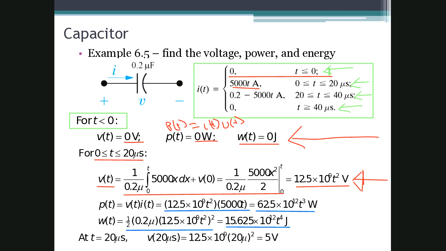15.625 times 10 to the 12 t to the 4th joules. Now this describes what actually happens in that time interval, 0 to 20 microseconds. You can even plug in a specific time, which is 20 microseconds. Here we plug in 20, and in this case we're looking for voltage. So at 20 microseconds, the voltage is 5 volts.